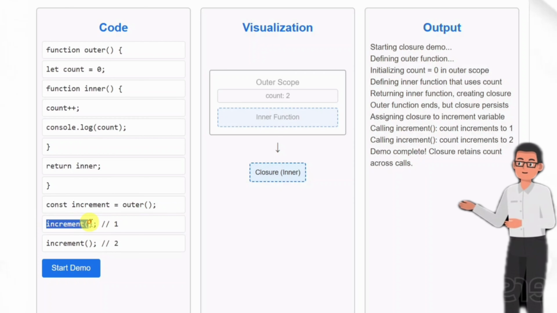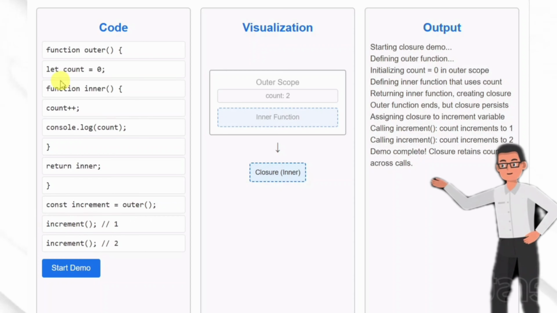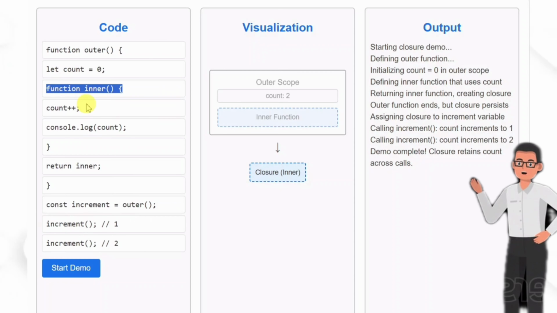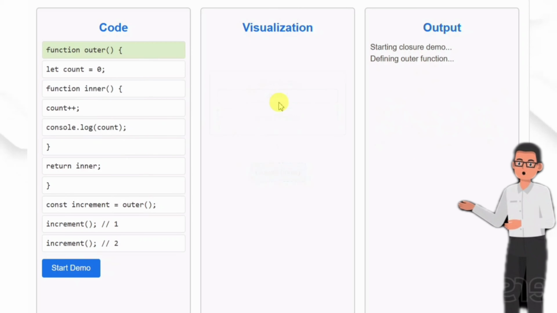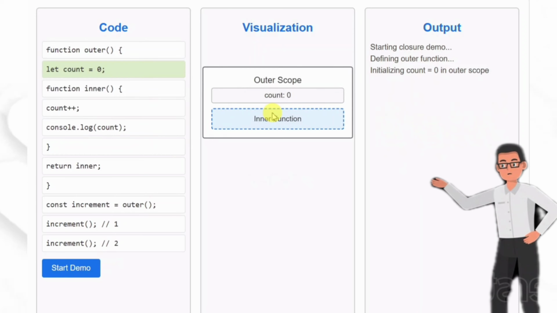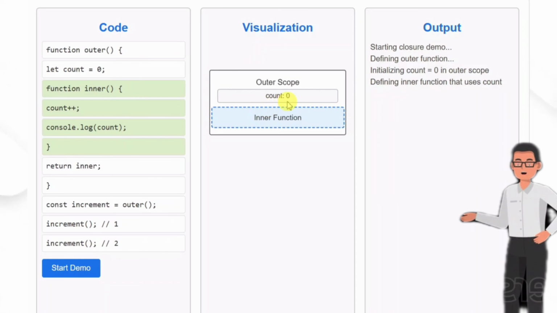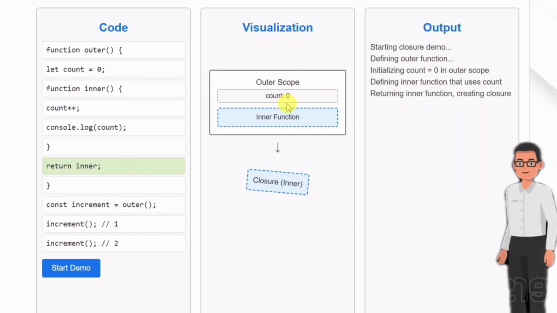Step 4. First call to increment. Now, when we call increment, we're actually calling inner. The function runs, increments count from 0 to 1, and prints it. count++ changes count from 0 to 1. console.log(count) prints 1.